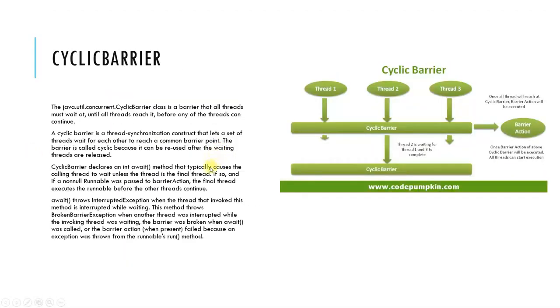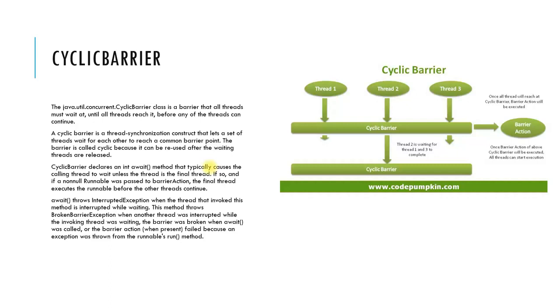Okay, let's continue with CyclicBarrier. The CyclicBarrier class is a barrier that all threads must wait at until all threads reach it before any of the threads can continue. A CyclicBarrier is a thread synchronization construct that lets a set of threads wait for each other to reach a common barrier point. The barrier is called cyclic because it can be reused after the waiting threads are released.